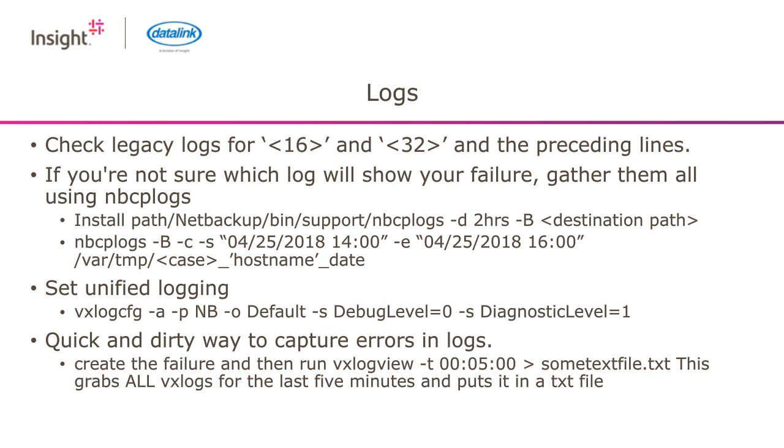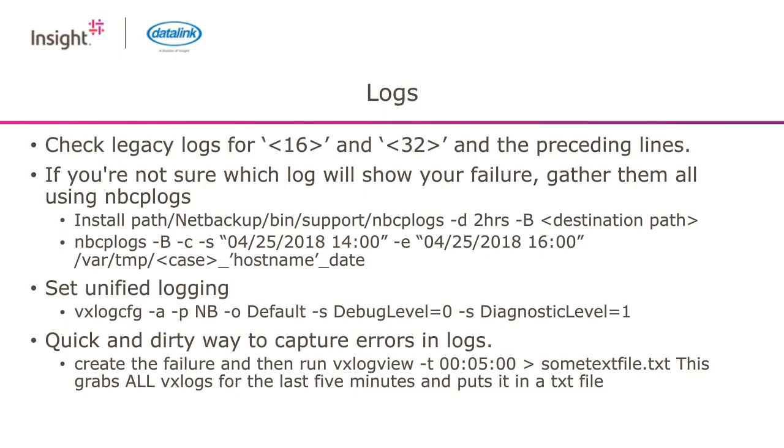So if you're unsure of which log to grab as far as isolating a performance issue or trying to troubleshoot a problem, you can create your failure and run a vxlogview and just set it for a specific time. In this case, it's 5 minutes back, and I'll put that into a file and just look through that file to get an idea what's going on. When you find some hits as far as some errors or things to look at, you can go back and actually grab more detail from the respective log.